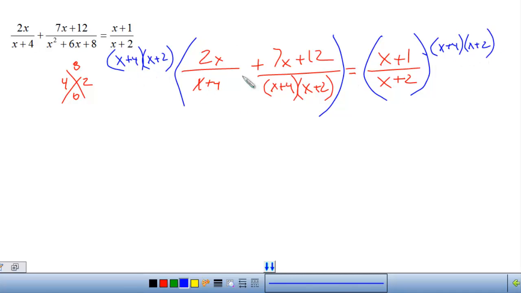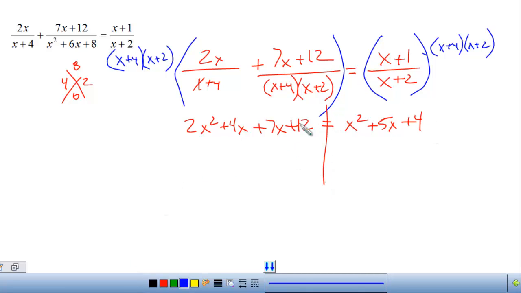And then we'll go ahead and distribute this through. So in this first term, my x plus 4's cancel, and I get 2x times x plus 2. So that's 2x squared plus 4x. And then when I go to this term, the entire thing cancels, and I have 7x plus 12. And that all equals, my x plus 2 cancels, x plus 1 times x plus 4, that's an x squared. This you have to FOIL out, or double distribute. X squared, there's a 4x and a 1x, so this is 5x. And then 1 times 4 is plus 4.